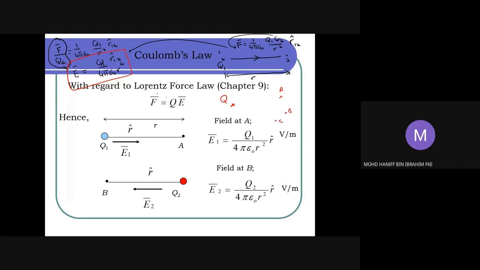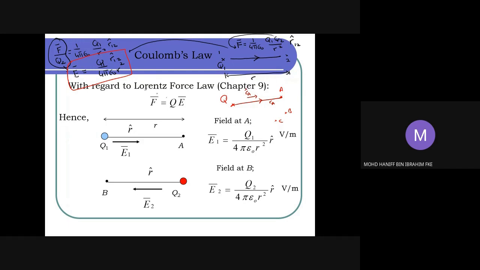So by using this equation, I can say that if I have a point charge Q, I can calculate the electric field induced at this particular point A. Let's say the distance between this charge Q and the point A is RA, and the unit vector is RA hat.